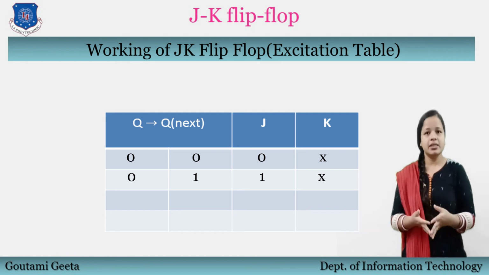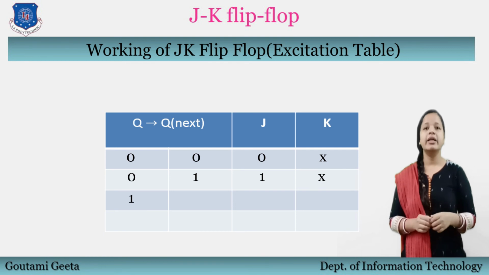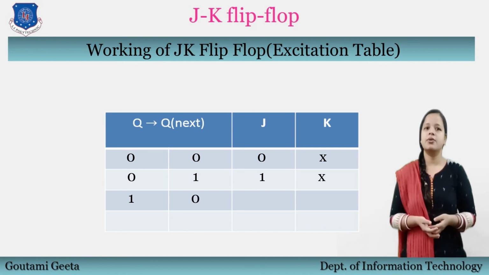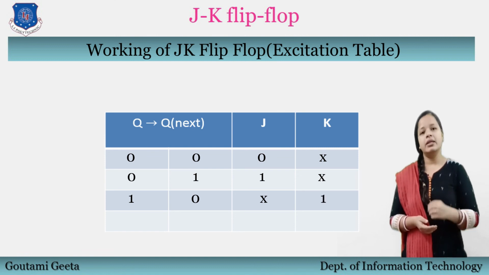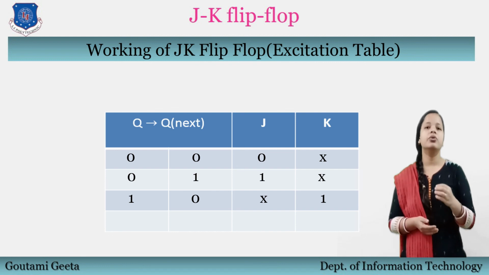Next, when our current state of the flip-flop is 1, then our next state will be either 0 or 1. Let's take the first situation when the next state is 0. From the truth table, we can see that when we have K is equal to 1 and for any value of J, we get Qn as 0. So we are writing here values for J is equal to x and K is equal to 1.